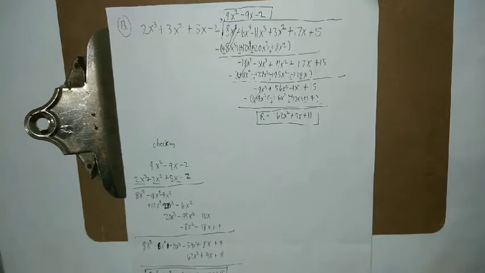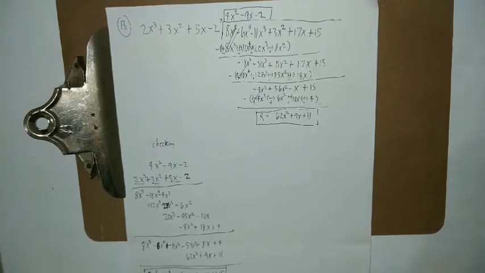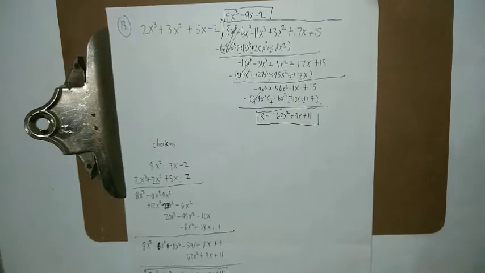Then you divide again 2x cubed to negative 18x raised to the 4th power, so it will give you negative 9x. So negative 9x multiplied to 2x cubed plus 3x squared plus 5x minus 2, so it will give you negative 18x raised to the 4th power minus 27x cubed minus 45x squared plus 18x. So then you multiply it to the negative sign, so it will give you positive 18x raised to the 4th power plus 27x cubed plus 45x squared minus 18x.